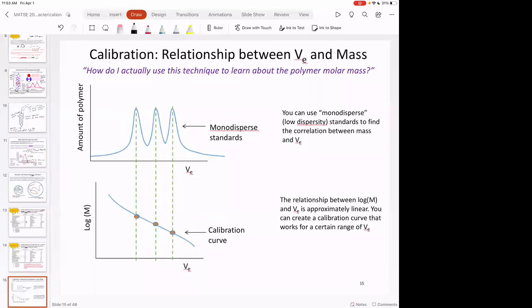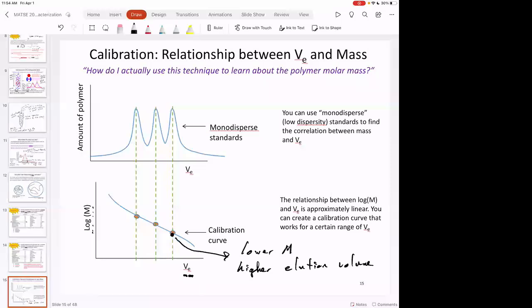You need to do what's called a calibration in order to figure out the relationship between elution volume and molecular weight. And it just so happens that we usually plot this as log molecular weight on the y-axis versus elution volume on the x-axis. And this shows you that low molecular weight, or lower M, gives you higher elution volume.